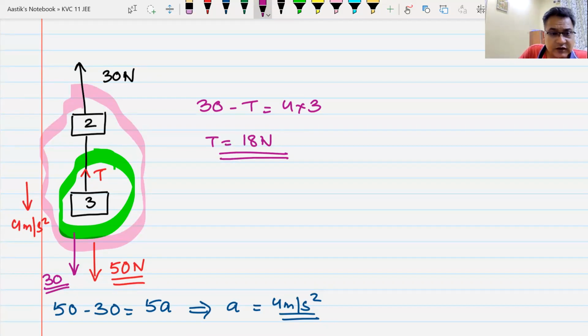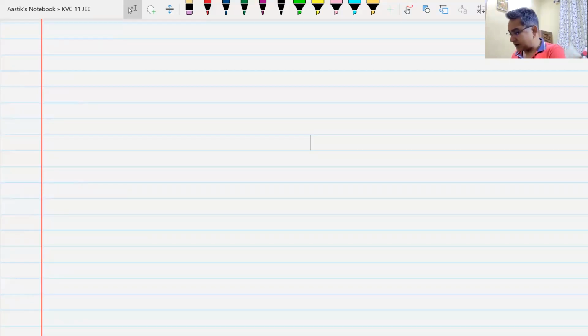Okay. Now, sometimes what can happen is the rope can also have mass. If the rope has mass, you can treat that rope also as a body. Do we understand this? So now let me give you a question where the rope has mass and you must understand how to solve it. So here comes the question.